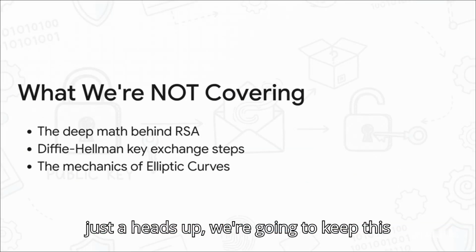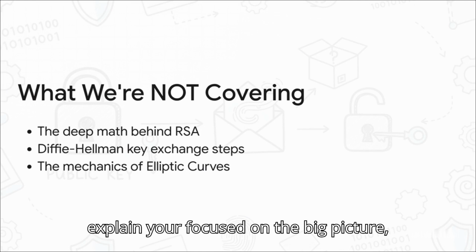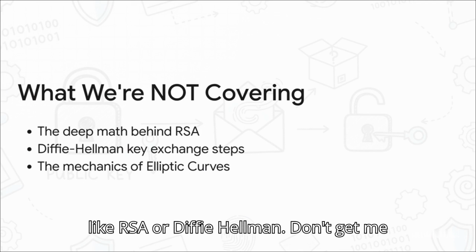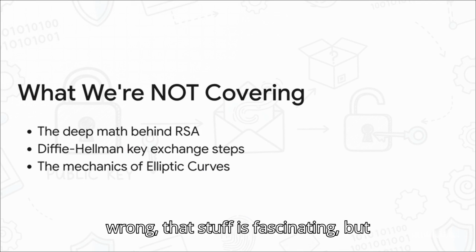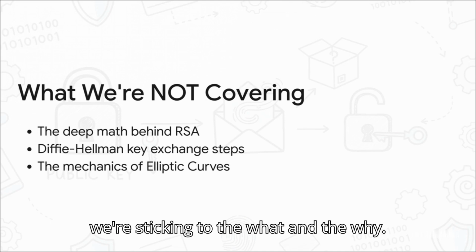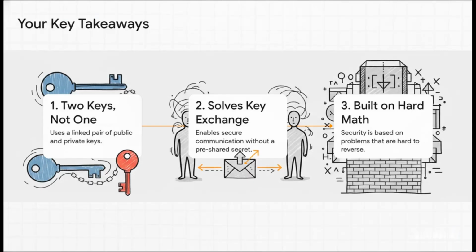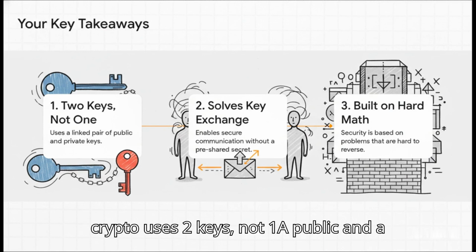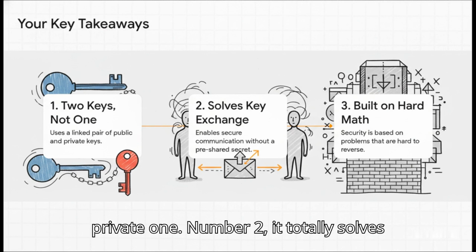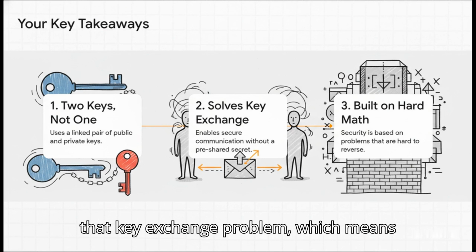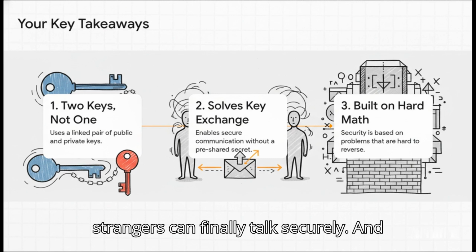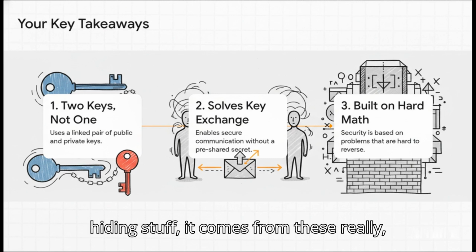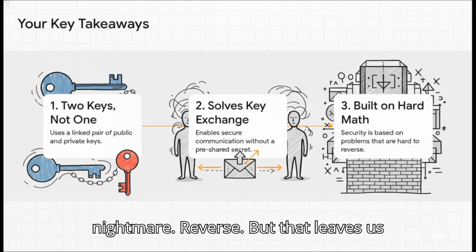Now, just a heads up, we're going to keep this explainer focused on the big picture. So we're not going to dive into the nitty-gritty math behind specific algorithms like RSA or Diffie-Hellman. Don't get me wrong, that stuff is fascinating, but it's a topic for another time. Today, we're sticking to the what and the why. Okay, so let's wrap this up. What are the key takeaways? Number 1, asymmetric crypto uses two keys, not one, a public and a private one. Number 2, it totally solves that key exchange problem, which means strangers can finally talk securely. And number 3, its security doesn't come from hiding stuff. It comes from these really hard math problems that are a nightmare to reverse.